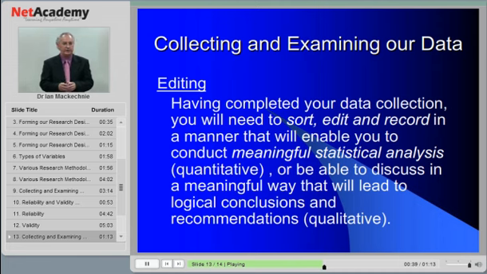Now, the sorting and editing and recording of data is very important, because it's at this point that mistakes can be made. But the data must be put into a form that can then be meaningfully statistically analysed if we're doing quantitative research. Or if we're doing qualitative research, we must make sure that we get the information in a format that will enable us to logically and meaningfully discuss the information and to draw conclusions and to make recommendations.